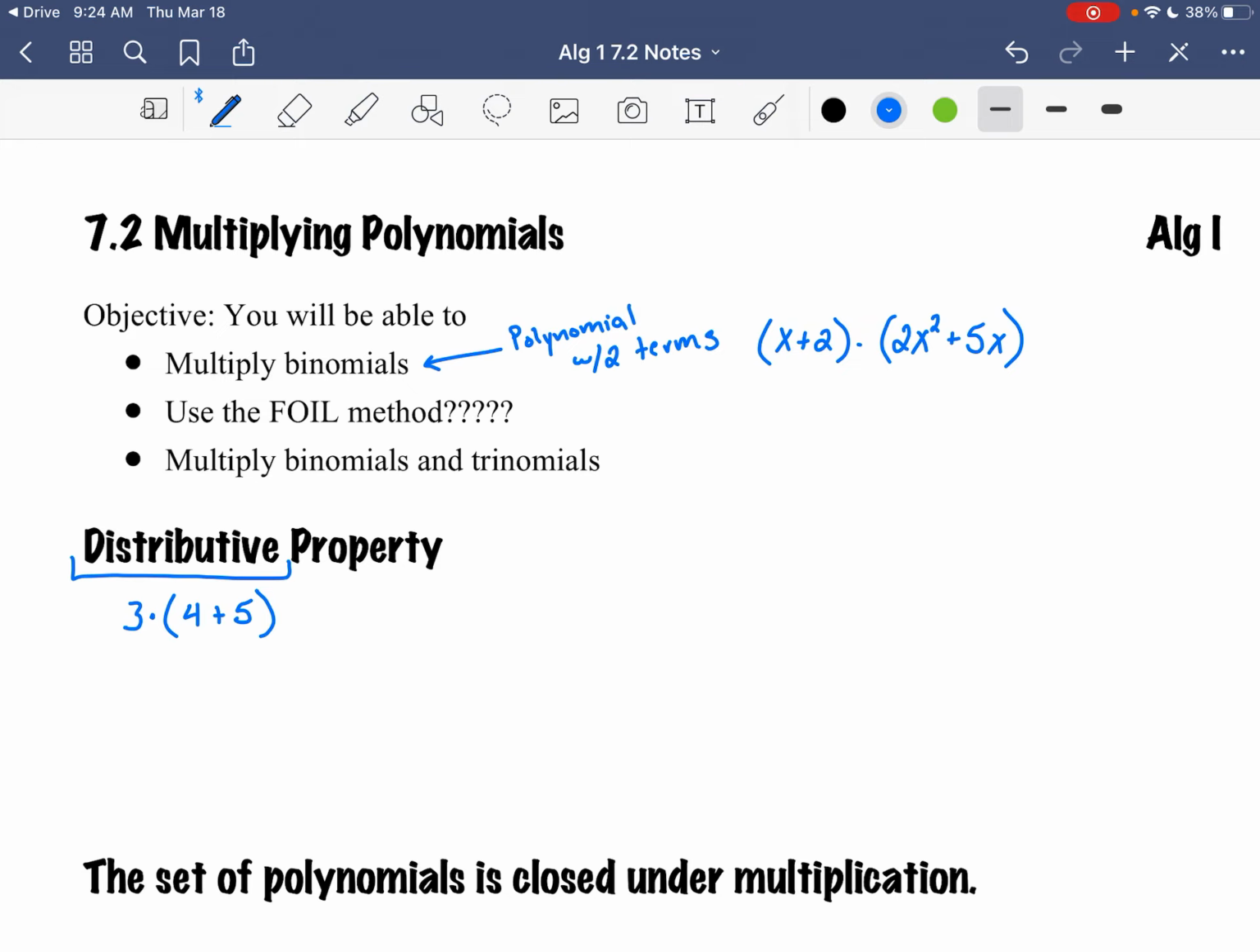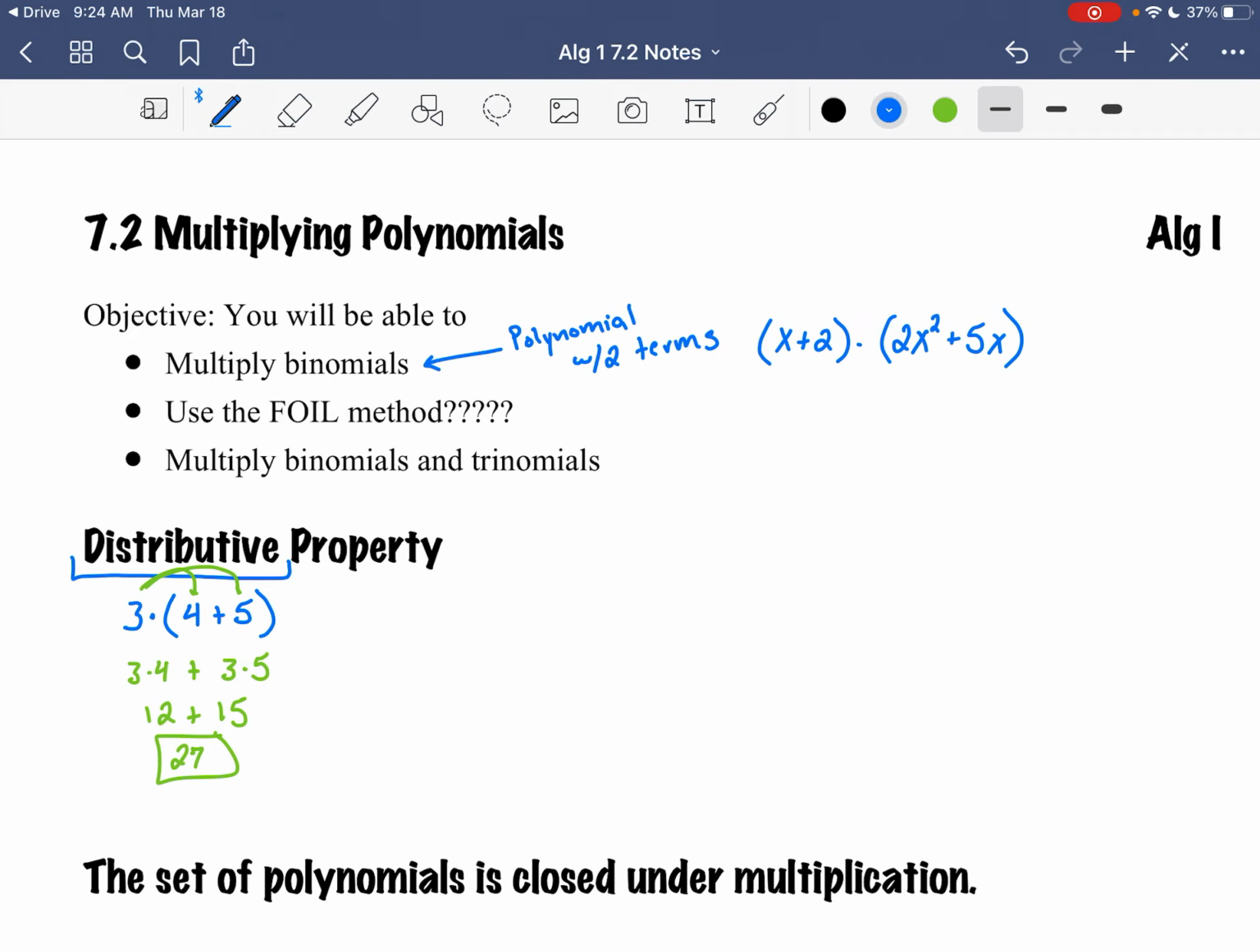We could follow normal order of operations, add the 4 plus 5 first, and then multiply by 3. But the distributive property tells us that I can multiply the 3 times the 4, and then the 3 times the 5, and then add what I get. So 3 times 4 is 12, 3 times 5 is 15, add them, 12 plus 15, and get 27. In this case, it might have been easier to just add 4 plus 5 and multiply by 3: 4 plus 5 is 9, 9 times 3 is 27. But if you didn't know your multiplication facts, the distributive property might be helpful there.